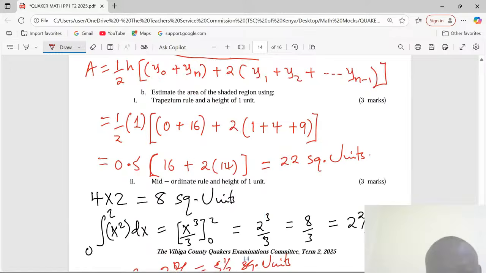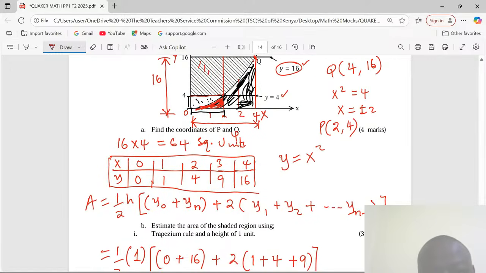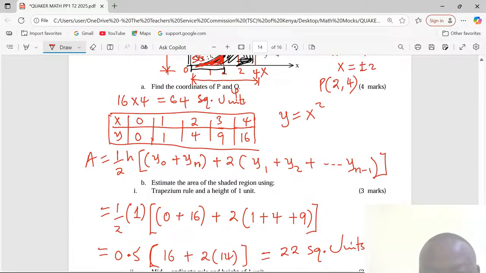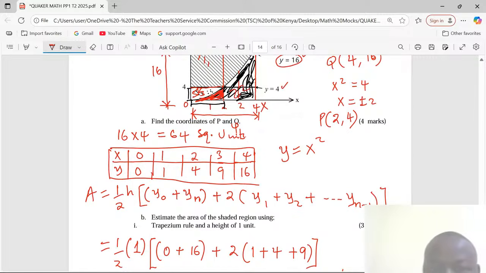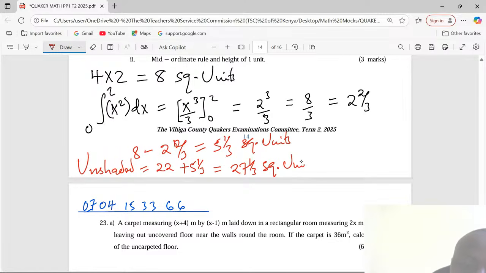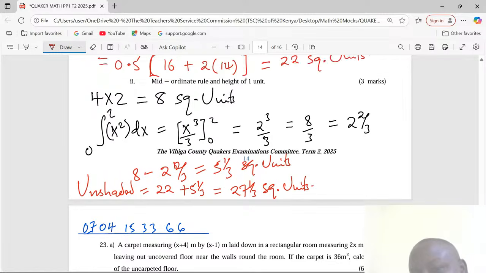So with 5 and a third square units now, it means we have 5 and a third at that point, and we're also having the whole of this area below the curve as 22. So we add 22 now. So the whole unshaded area is going to be 22 plus 5 and a third. This is 27 and a third square units.